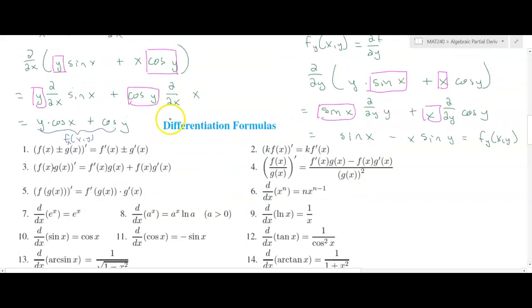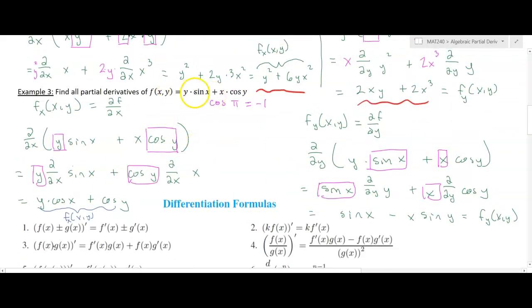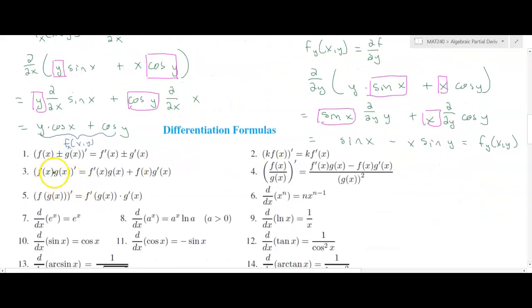So if you look back at what we have here, this may seem like you have to apply the product rule, but notice that y times sine of x does not reuse the same variable. So it's not a product of two functions containing the same variable. In our case, it turned out that one of the variables is being held constant. But when you have a product of two functions containing the same variable, then you do have to apply the product rule, and that's going to be f prime times g plus f times g prime.